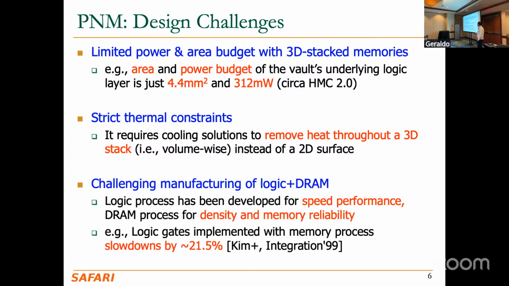The other problem is manufacturing. This is mostly due to how logic or CMOS-based manufacturing and DRAM-based manufacturing evolved over the years. Usually when you're developing logic, you use a manufacturing process that is highly optimized for speed, so you want to improve the clock frequency as much as possible so that you make your chip fast. And the DRAM chip uses a different manufacturing process, which is highly optimized for density. So you want to be able to put as many DRAM cells or memory cells inside the chip as possible.